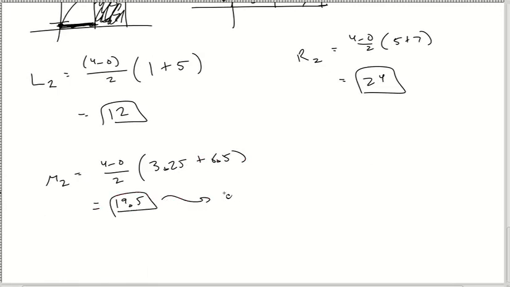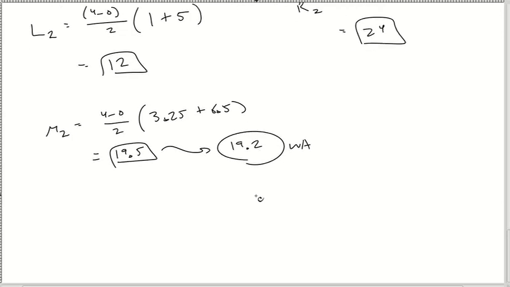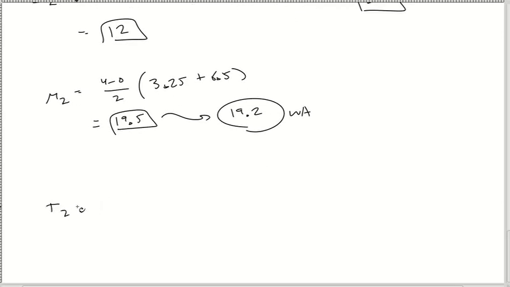Now what they got was 19.2 was the WebAssign answer. But this should still work because it has like a plus and minus answer. If it somehow says you're wrong and you put in this exact same thing, just send me a message and I'll see what's going on, okay? All right, cool. Last one they want is trapezoid.